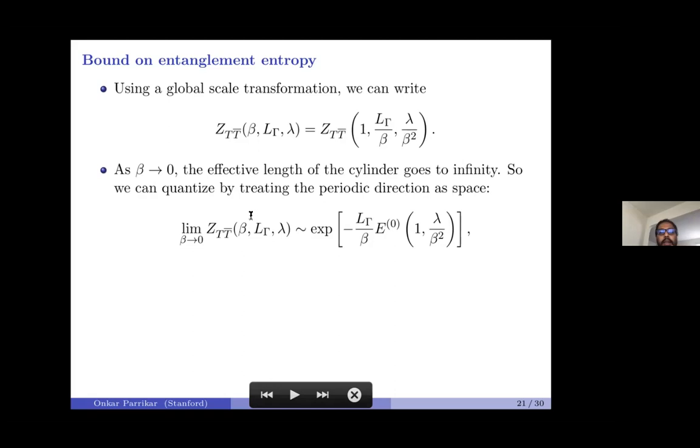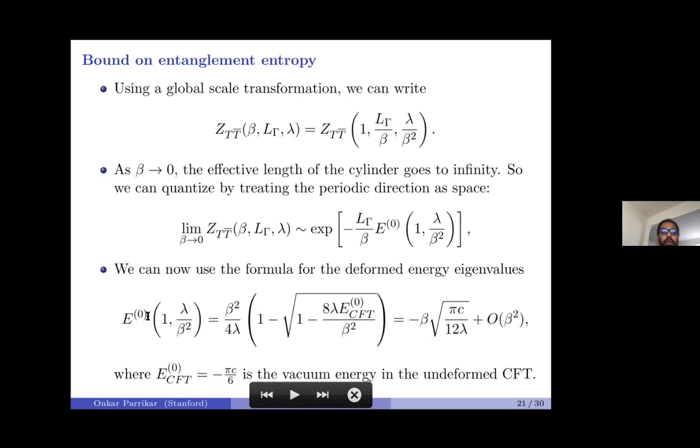And so in that limit, the partition function basically becomes e to the minus L gamma over beta, which is the length in the spatial direction times the vacuum energy. Now, the nice thing about T-Tbar deformed field theories is that the vacuum energy at finite coupling is known. It is given by this formula, which was derived by Zamolodchikov and collaborators. I hope you remember this formula from the earlier part of the talk. And so we take this formula and we take beta small. That is what I've written out here.